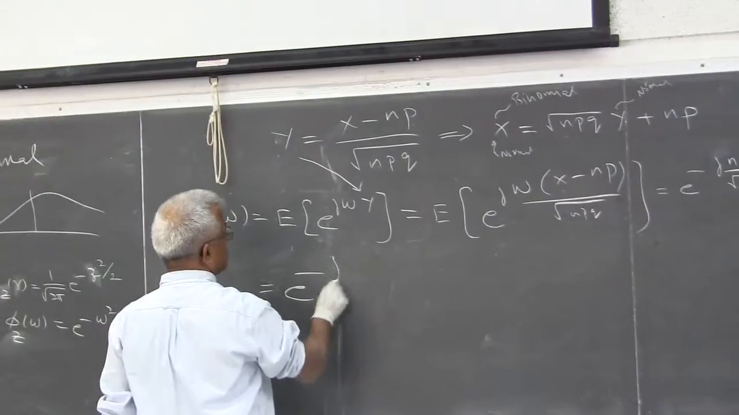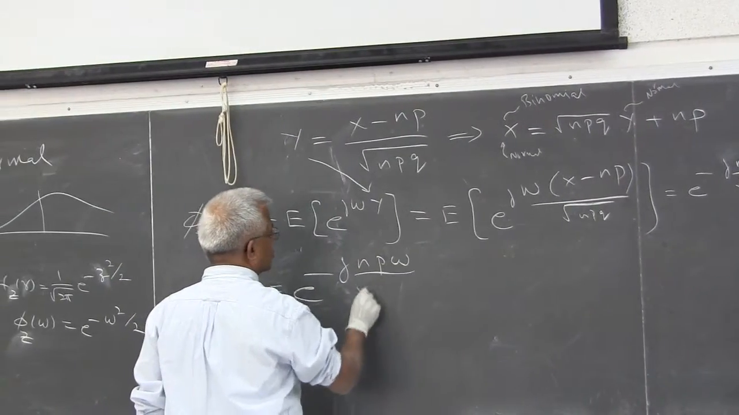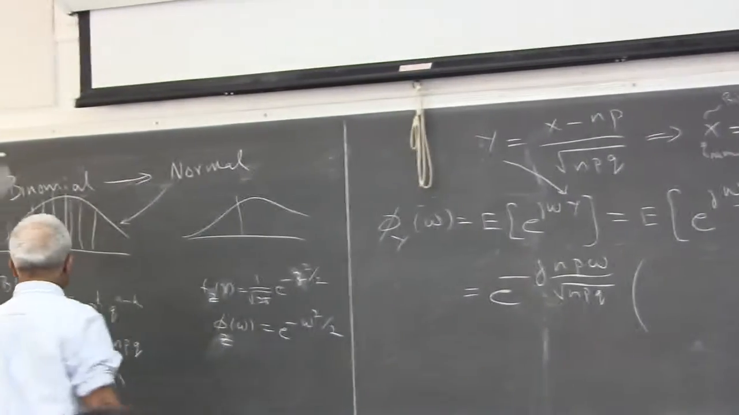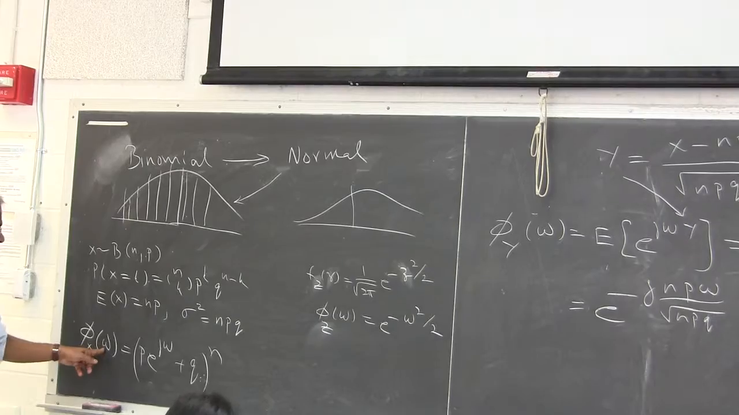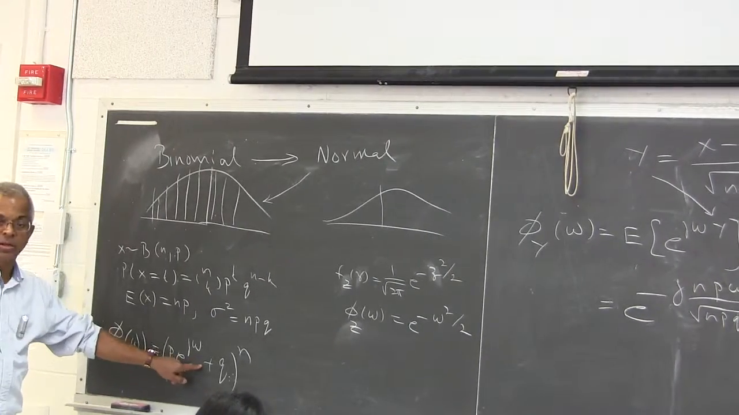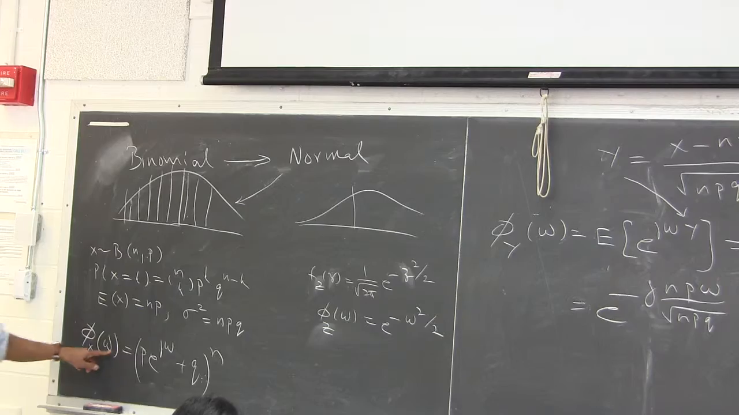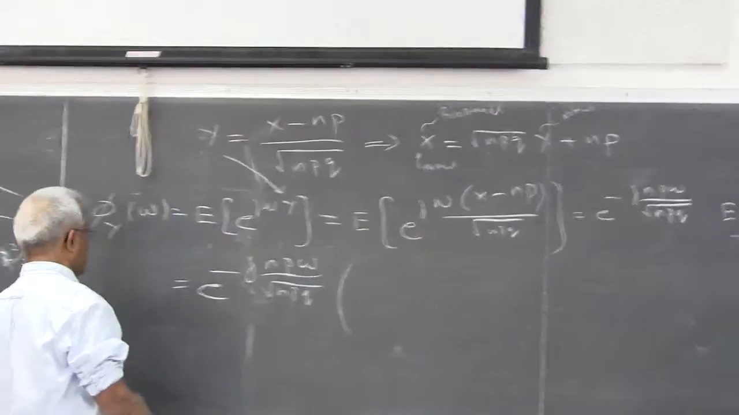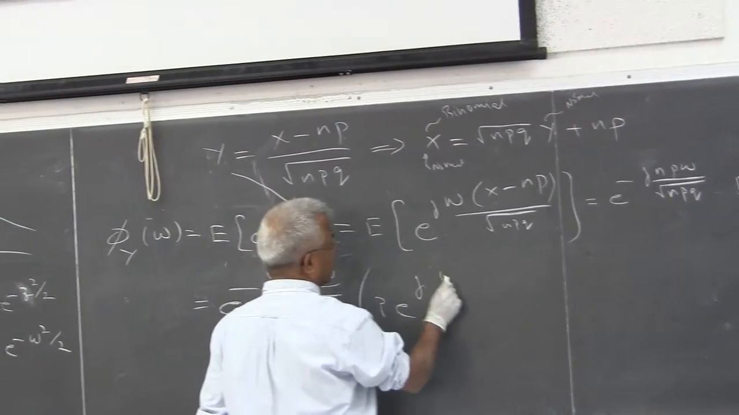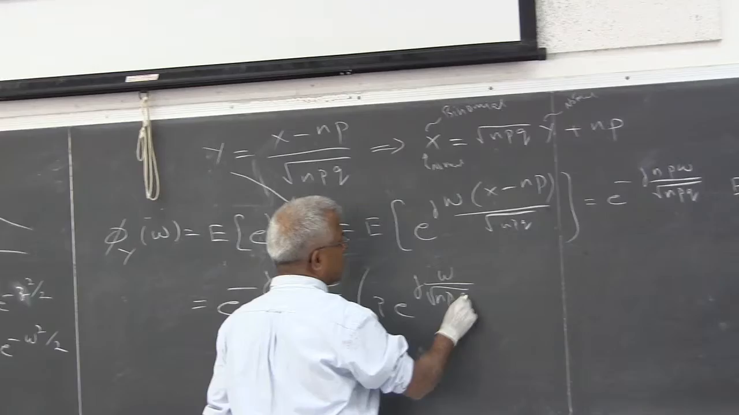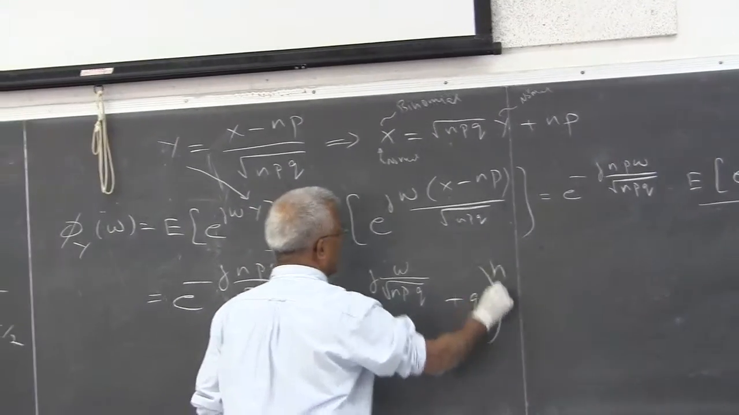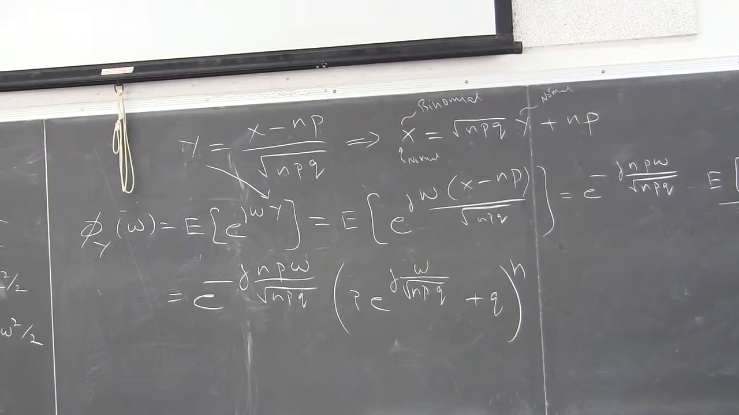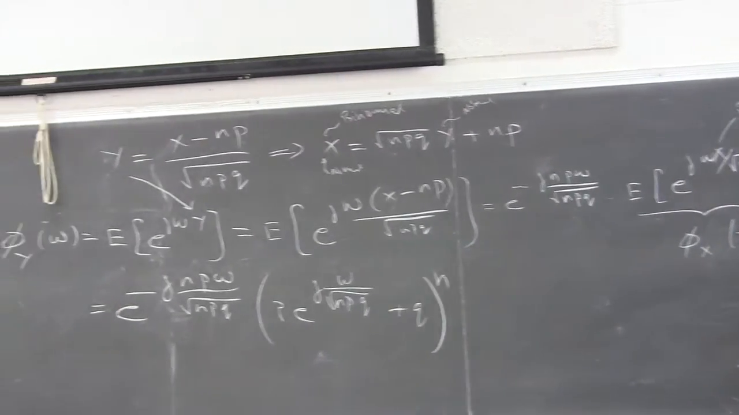So this is e raised to minus j np omega over square root of npq. Then you see here, when I have omega here, I have this function. But there it's not omega over something. So this omega I'm going to replace by whatever is the variable there. So this is going to be (p e raised to j omega over square root of npq plus q) to the power n, right? That's the characteristic function of this normalized binomial. Still we are dealing with the binomial.